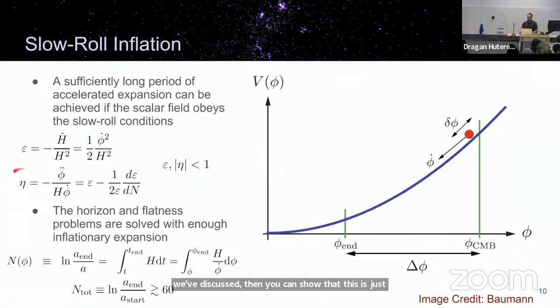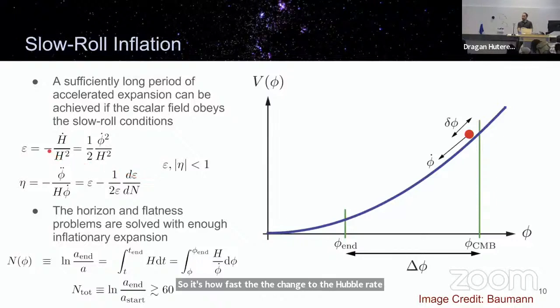And then we have the second slow roll parameter, eta, which tells us how the field accelerates in time. So it's minus phi double dot over H phi dot. It's the fractional change in the field velocity in a Hubble time. Okay, and it's also related to the change in epsilon. So it's how fast the change to the Hubble rate evolves.